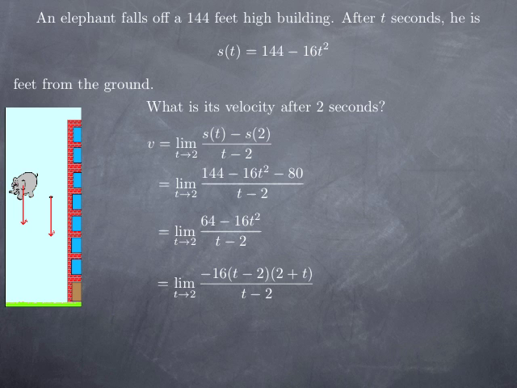This way, the common factor t minus 2 appears, and after cancellation, which does not change the limit at 2, we obtain the limit of negative 16 multiplied by 2 plus t. That is a polynomial in t, and therefore to get this limit, we only need to plug t equals 2, and we get negative 64. The unit is feet per second, because in all this, we have measured distances in feet and time in seconds.